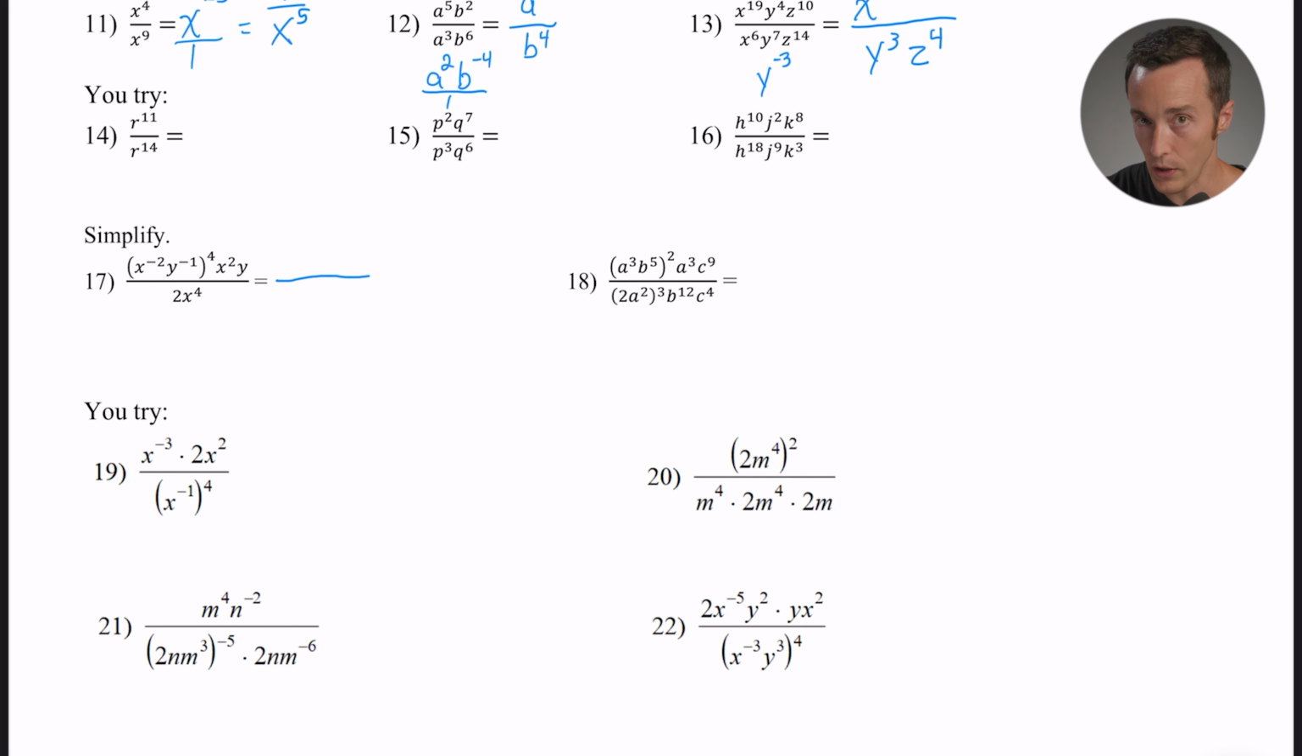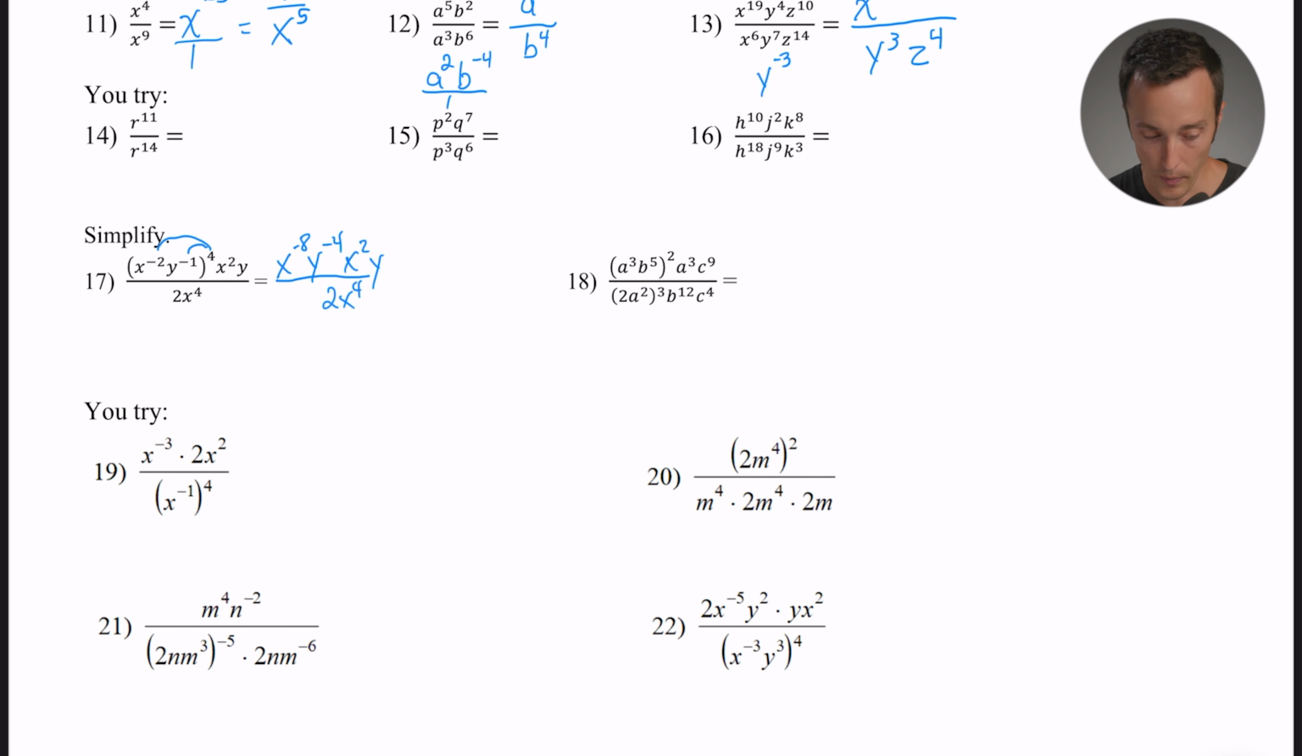I wouldn't do too much in one step. I would just apply this fourth power to each one of these. I would call that x to the negative 8, y to the negative fourth. And again, all I did was multiply my exponents and then keep the rest of the stuff that's up there, x squared y, and that's all over 2x to the fourth power.